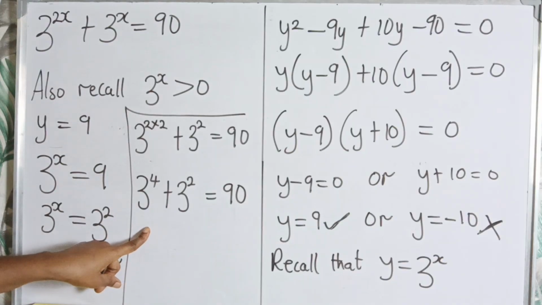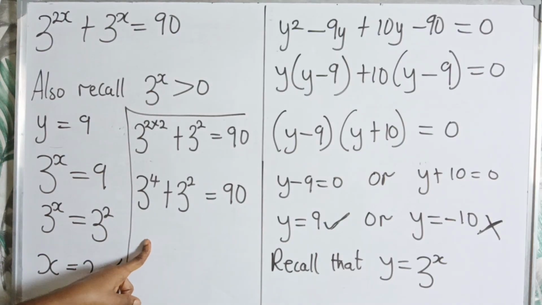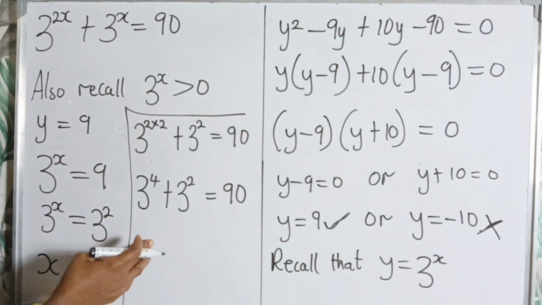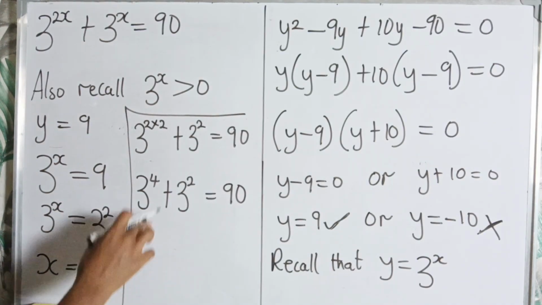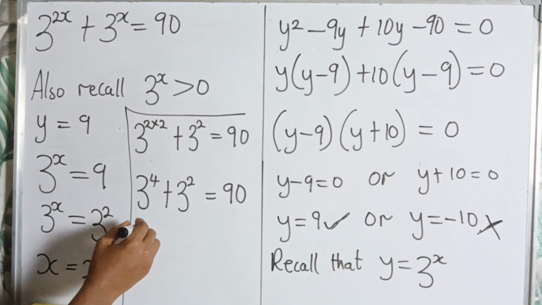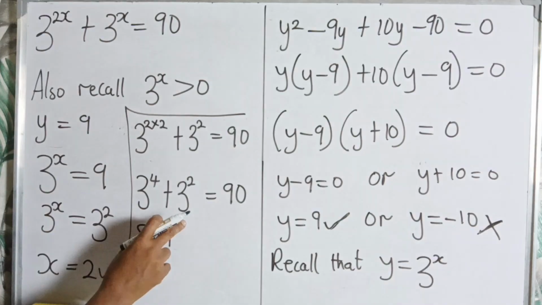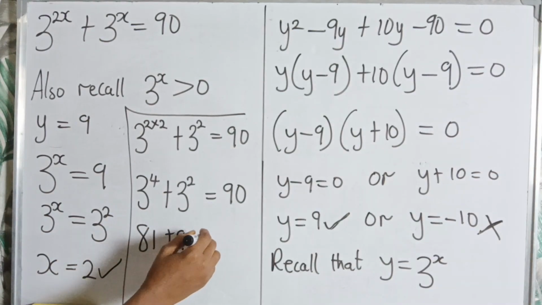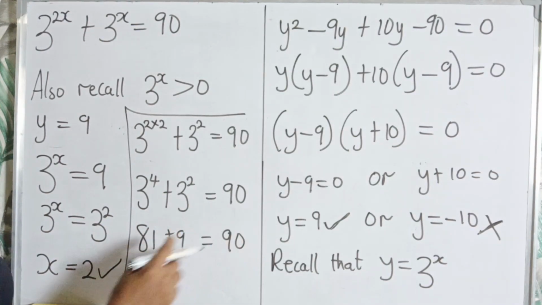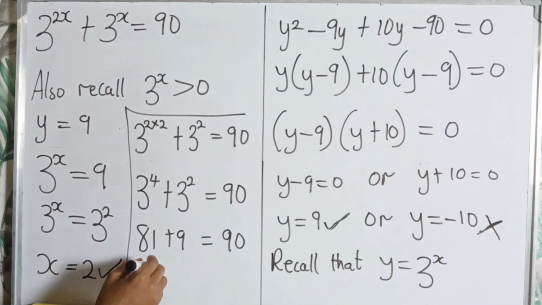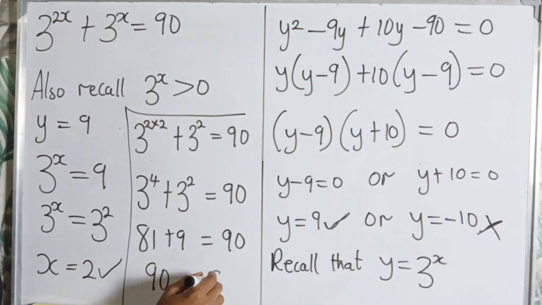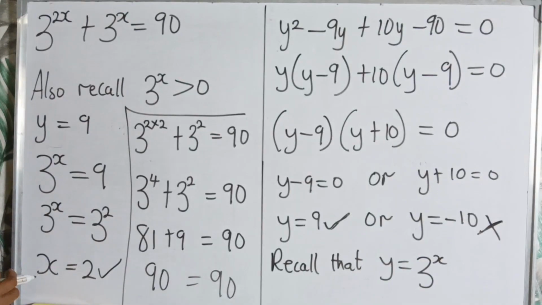Now 3 raised to the power 4: 3 times 3 is 9, 9 times 3 is 27, 27 times 3 is 81. So here we have 81, plus 3 squared is 3 times 3, which is 9, plus 9 equal to 90. So here 81 plus 9 is 90, and 90 is equal to 90. That is to say that our value of x is correct. The value of x here is 2.